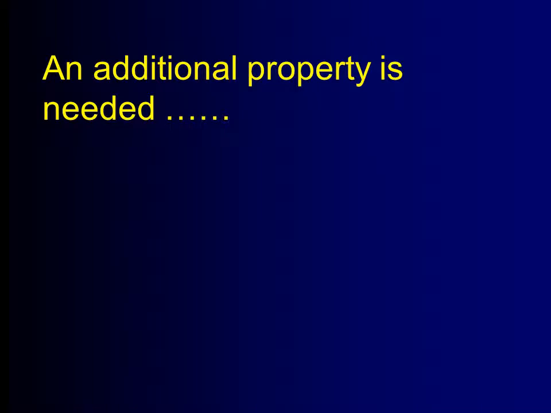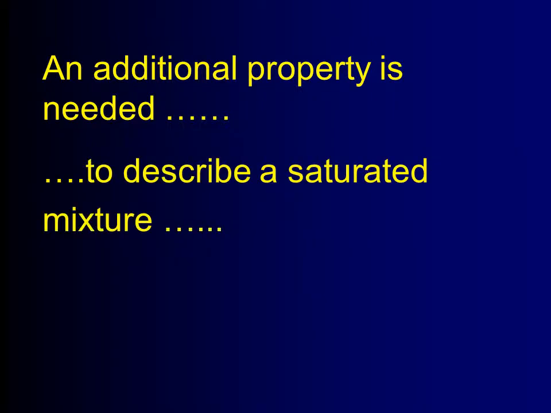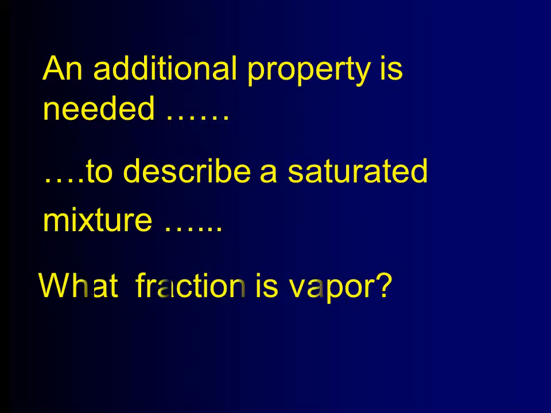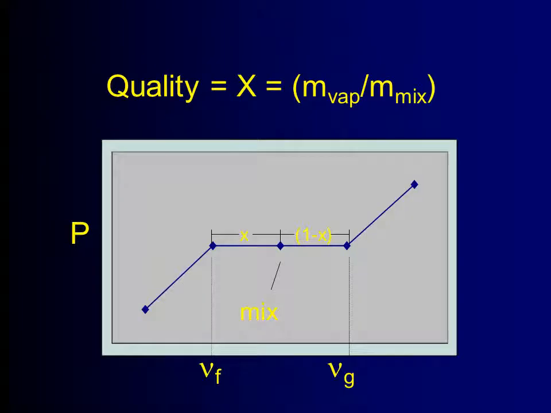In that case, we need an additional property. So say I'm saturated and I want to know the energy or the volume or something like that. Then what you need is, well, how much is liquid and how much is vapor? So to describe a saturated mixture, we need to know how much is vapor, and we call that the quality. So the quality is the mass of vapor divided by the mass of the mixture.